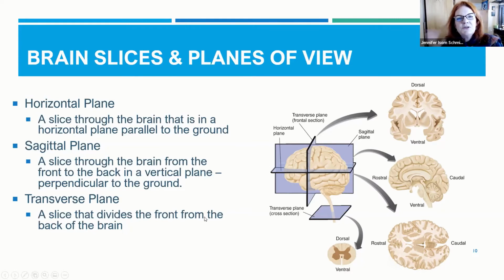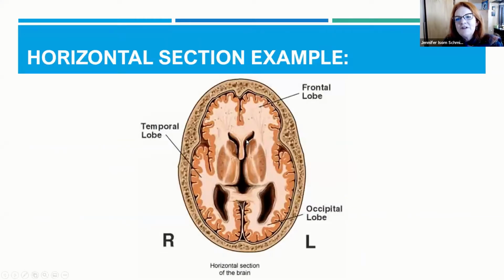Okay, so it's important to remember those, because when we look at slices of brain tissue, you'll need to be able to orient where that plane is in the brain that you're looking at. Here's an example of a horizontal slice, or a horizontal view. So it's as if we were looking down. Someone just cut the top of the brain off. And actually, here's the skull. So they've cut the top of the skull off with the brain. And here's the front, and here's the back.